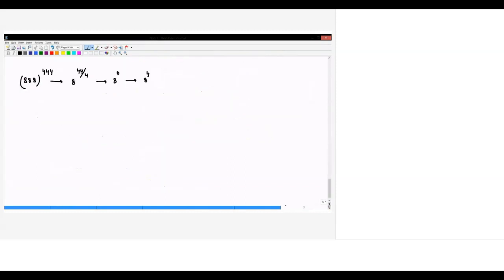So here I'm doing the same. What does 8 power 4 end with? 8 power 1 ends with 8. 8 square ends with what? 8 8s are 64, so 4. 8 cube ends with what? 4 8s are 32, so it is 2. 8 power 4 ends with obviously 2 8s, which is 16, so 6.